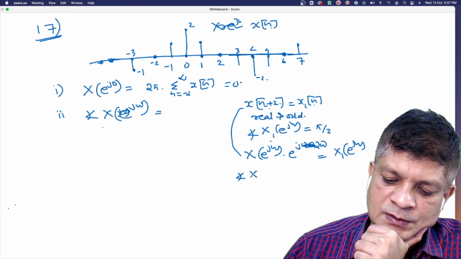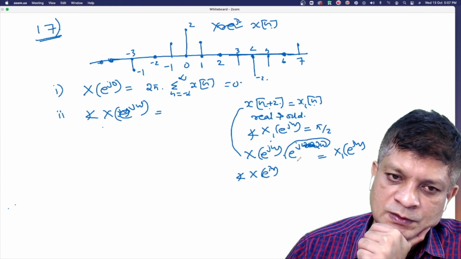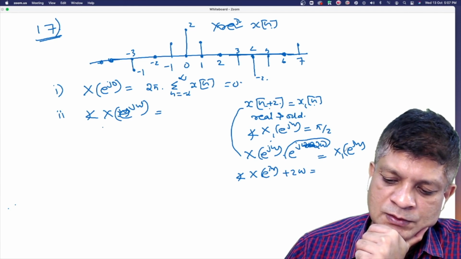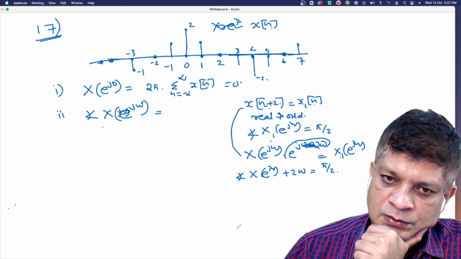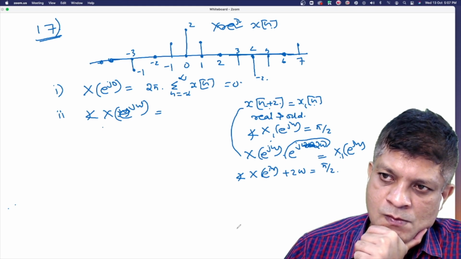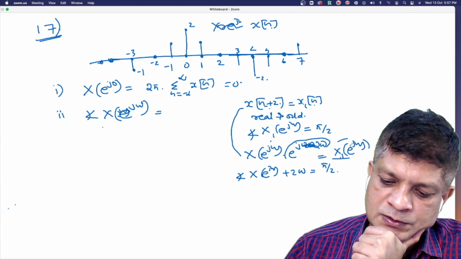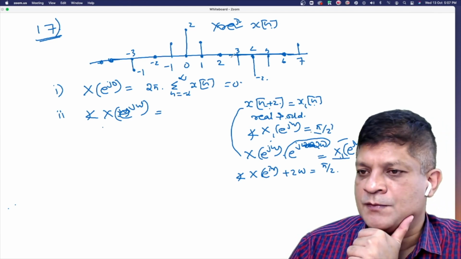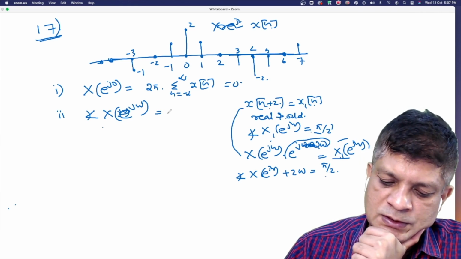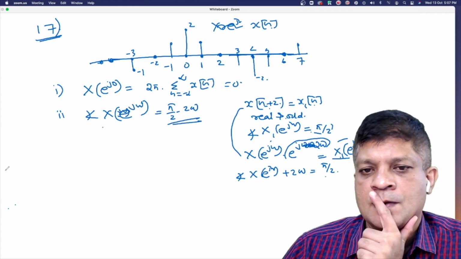Now, what is the relation between the phase angles? Suppose this is the phase angle of X(e^{jω}). What is the phase angle of this? Phase plus 2ω is equal to what? Is it pi by 2? Pi by 2, because we are given that if you shift it, you will get a real and odd signal. So it is pi by 2. So what is the answer? Is it pi by 2 minus 2ω?